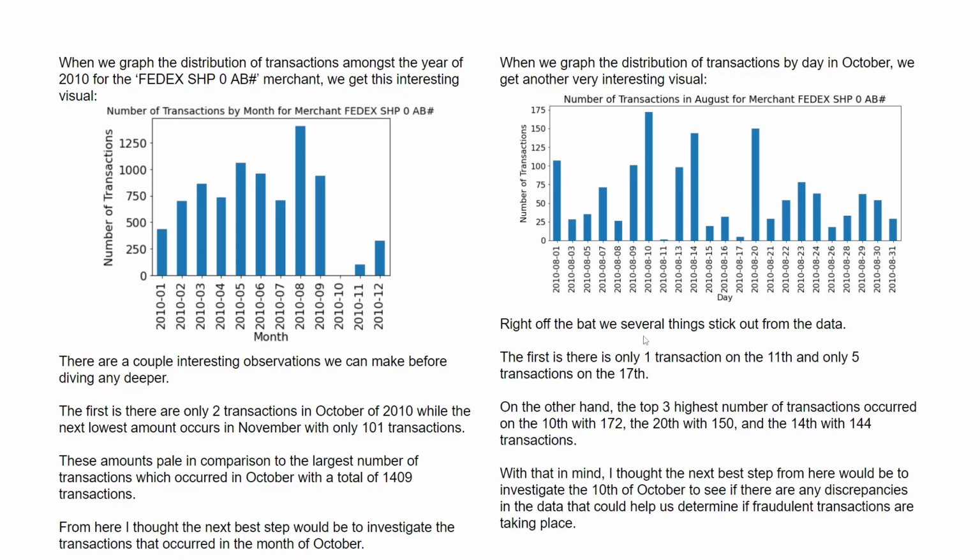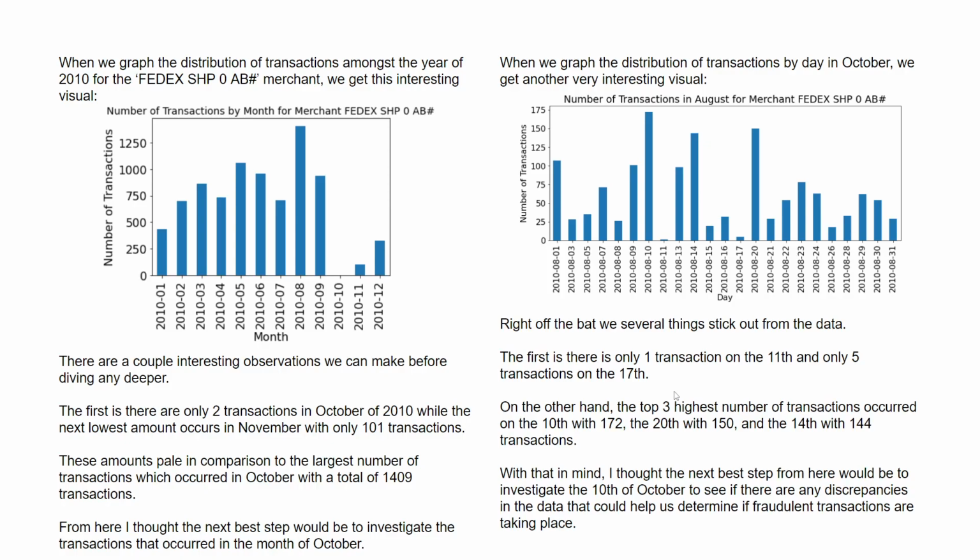So right off the bat, several things stick out from the data. First, there's only 1 transaction on the 11th and only 5 transactions on the 17th. Everything else, tons, right? On the other hand, the top 3 highest numbers of transactions occurred on the 10th with 172, the 20th with 150, and the 14th with 144 transactions, which is crazy. Who's swiping that card 172 times during the day?